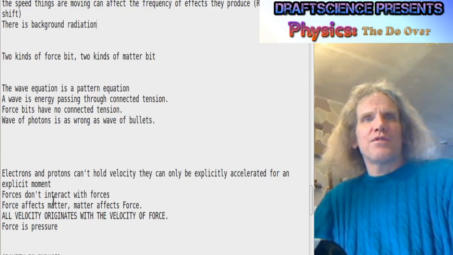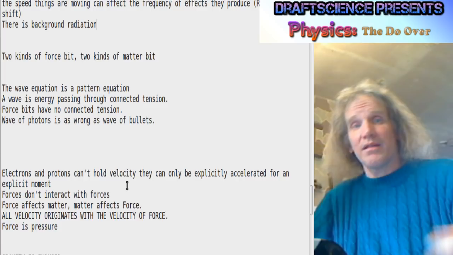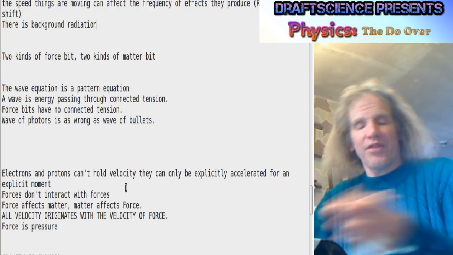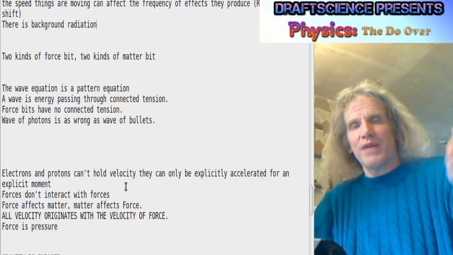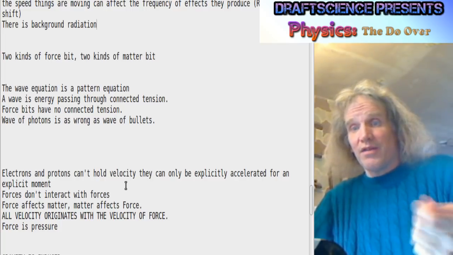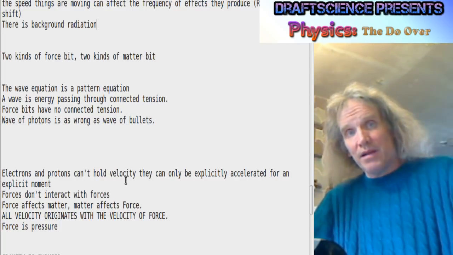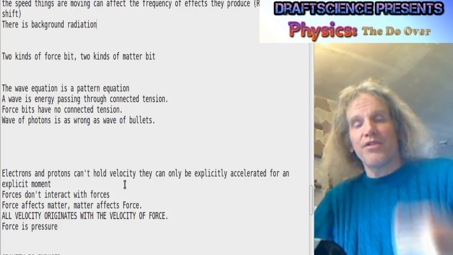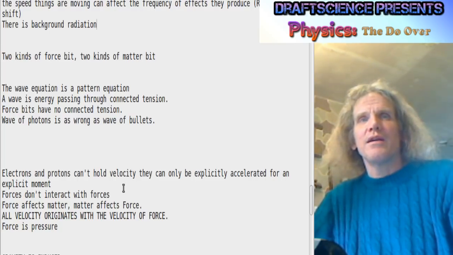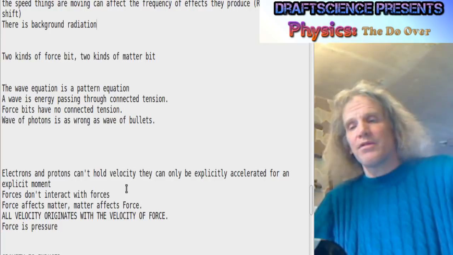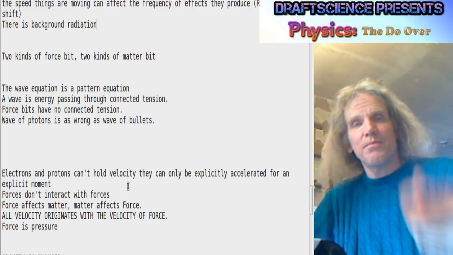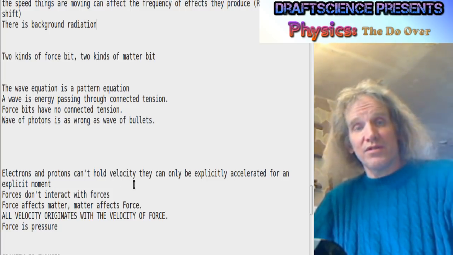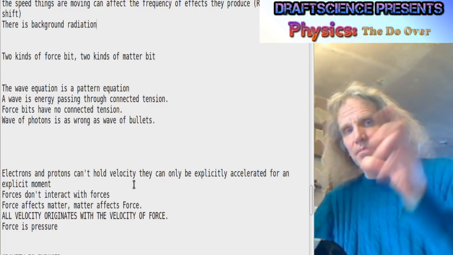Force bits have no connected tension, so that's an important thing. Force bits, the things like photons, the thing that makes magnetism, or the things that move electrons, those bits don't have any tension with each other. They don't repel each other. Photons of light don't repel each other. They don't attract each other. They have no connection to each other. They're not communicating with each other in any way. They can't tell each other to move left or move right with some force, because they are force. And so there's just no tension in the forces. The forces cause tension between the matter bits.